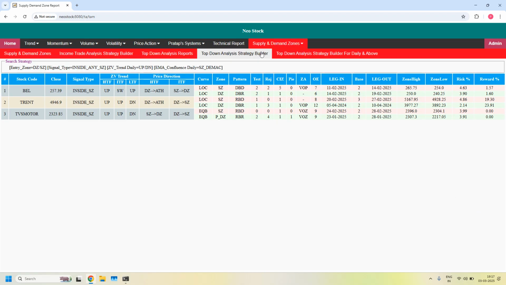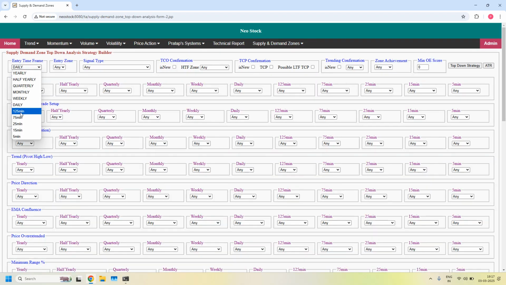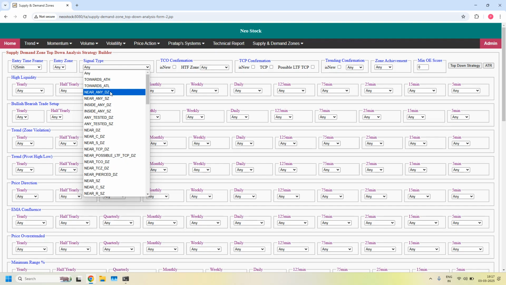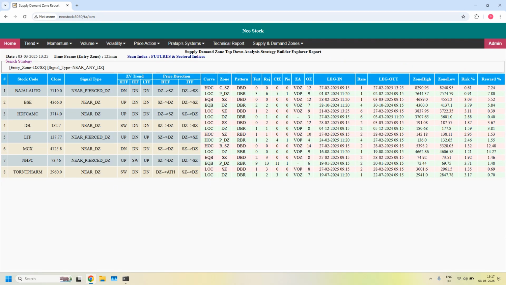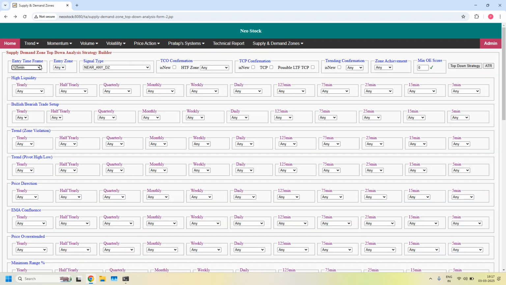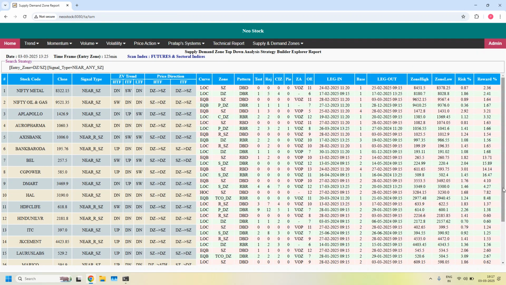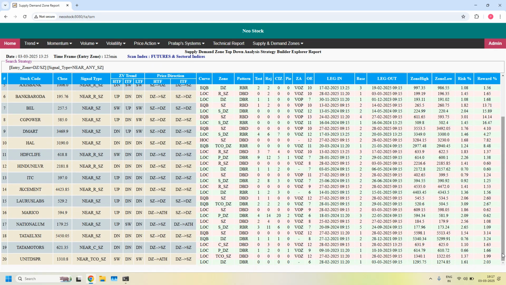Next time frame is 125 minutes. Stocks near 125 minutes demand zone. We got 8 stocks. Next, 125 minutes time frame, stocks near 125 minutes supply zone. First 15 stocks in the list. Scrolling the list down. So total 20 stocks are filtered.